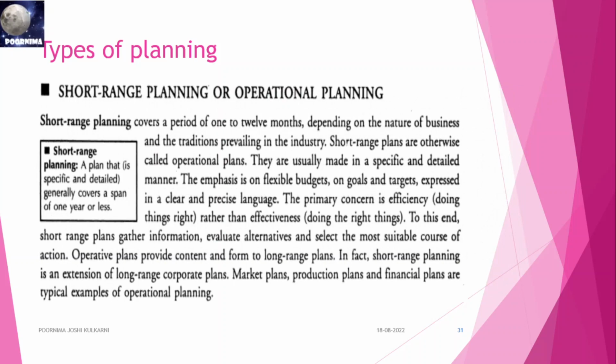Short range planning, or operational planning. Long range planning is divided into sub short range plans. So at the operating level also we need planning. Short range planning, a plan that is specific and detailed, generally covers a span of 1 year or less, not 5 years. This year, how much are we producing, what is our production target, what is our sales target.